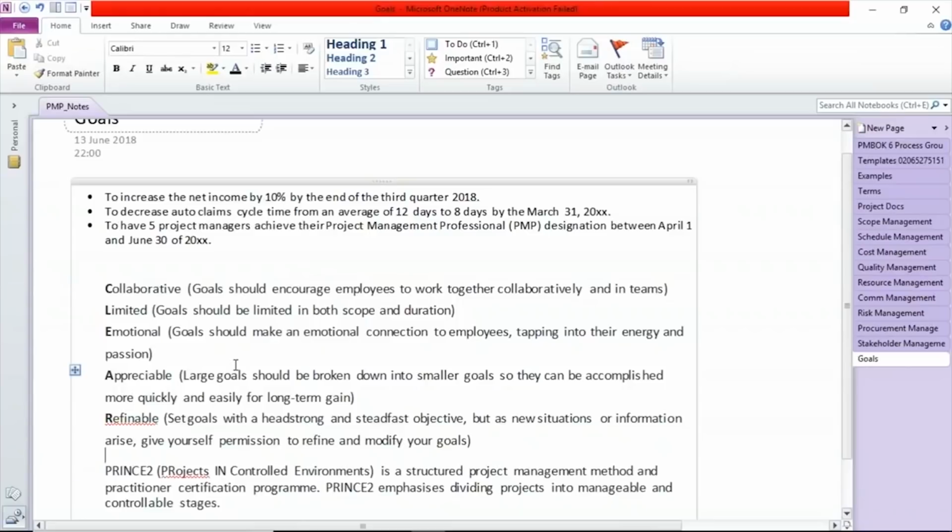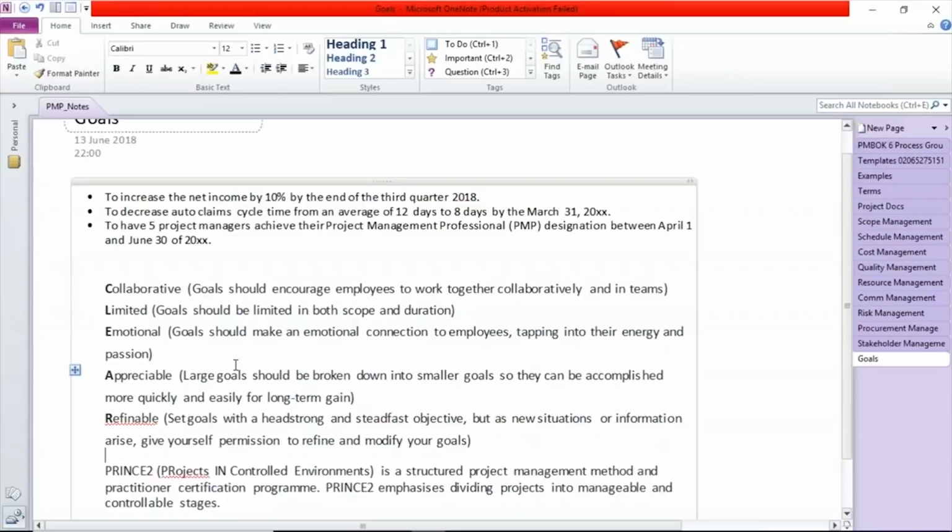As we say, clear, C is for collaborative. It should encourage your employees to work together in a collaborative fashion. If there is clarity that I have to increase income by 10%, then I believe this will give a lot of insight to people on why we should be working collaboratively, because there is a goal we can relate to, and there is good clarity.